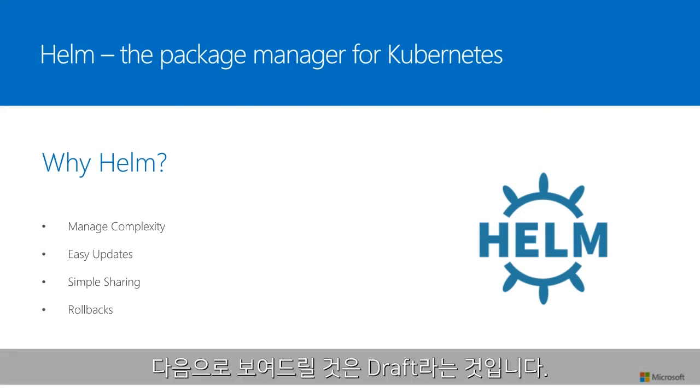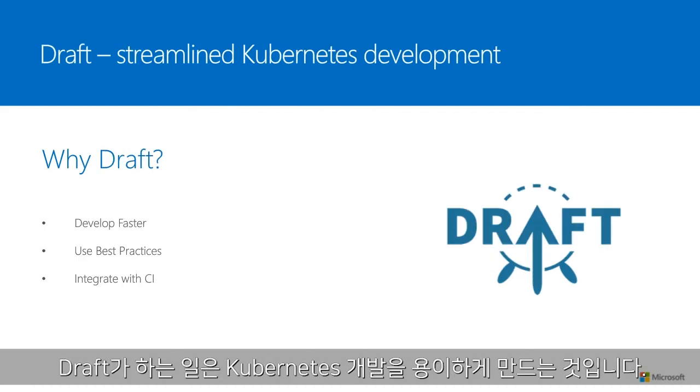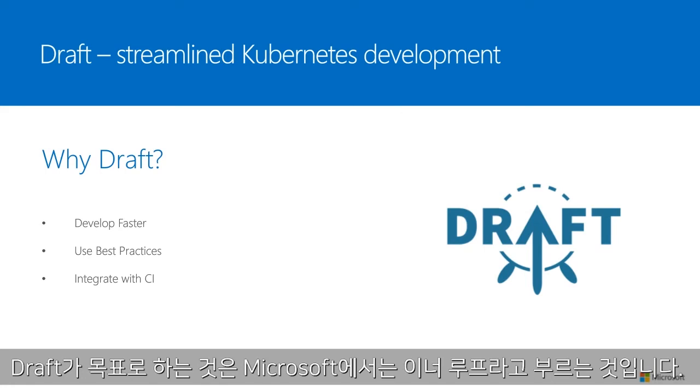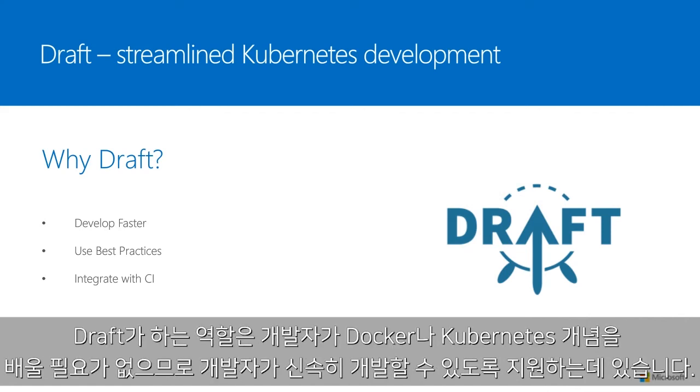Now, the next thing I want to show you is something called Draft. What Draft does is streamline Kubernetes development. What Draft is targeting is what we refer to at Microsoft as the inner loop. This is the place where developers are hacking on a piece of code, but before they're ready to commit to version control and push that commit up, after which a CI system would typically take over. So what Draft does is it allows developers to develop faster because they don't have to learn things like Docker and Kubernetes concepts.